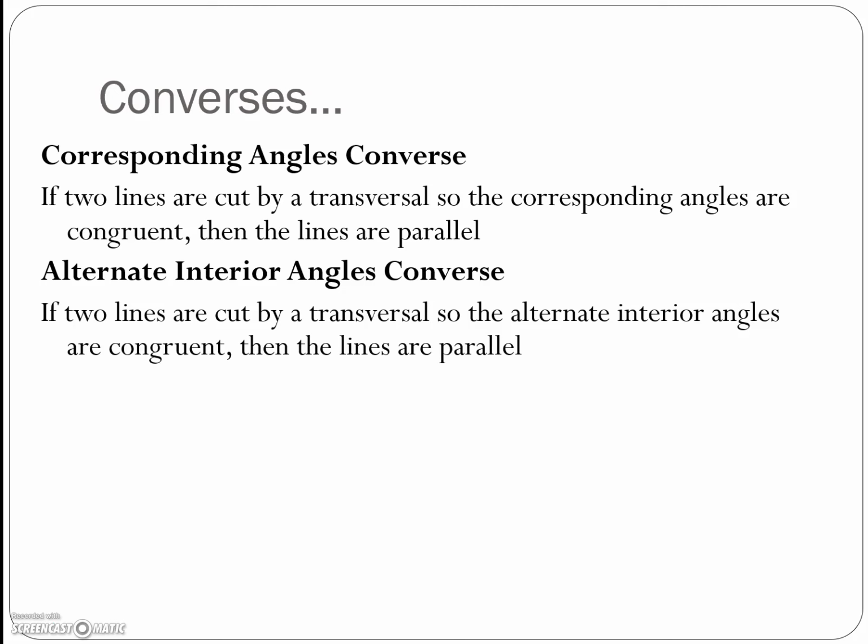Continuing on, the alternate interior angles converse has the exact same idea. However, now we're discussing the alternate interior angles being congruent. So this one states, if two lines are cut by a transversal so the alternate interior angles are congruent, then the lines are parallel. You notice how both of these are indicating that the lines are parallel.